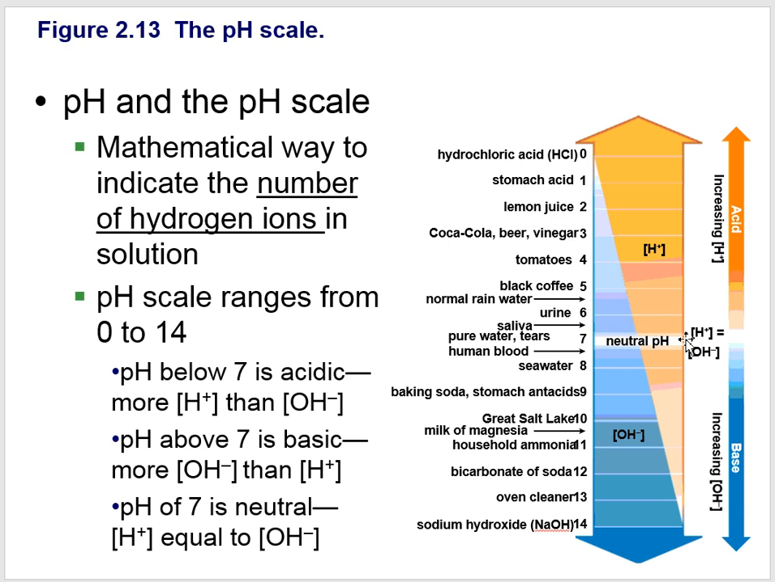Anything with a pH number higher than 7, we would call a base. So actually less hydrogen ion than pure water. Notice human blood is just a little bit basic. It's just a little bit higher than 7, meaning that it is technically considered a very weak base.